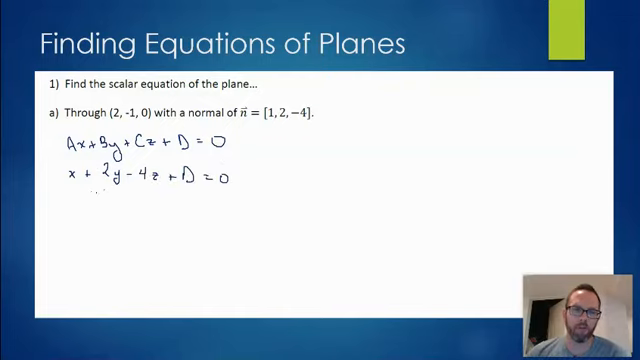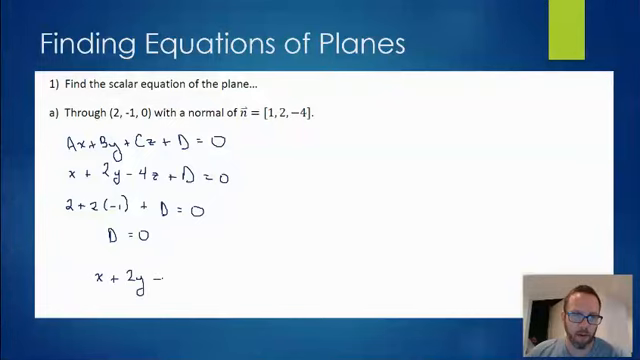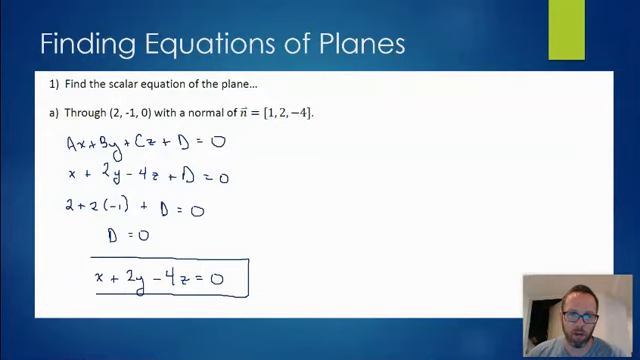One way to find d is to plug in a point you have. x = 2, y = -1, z = 0, so that term is gone, plus d = 0. That gives you 2 - 2, so d = 0. The equation for this plane is just x + 2y - 4z = 0. That's the scalar equation of that plane. Just a quick example, almost a warm-up. We did a couple of problems like that yesterday, so hopefully you did well on that one.